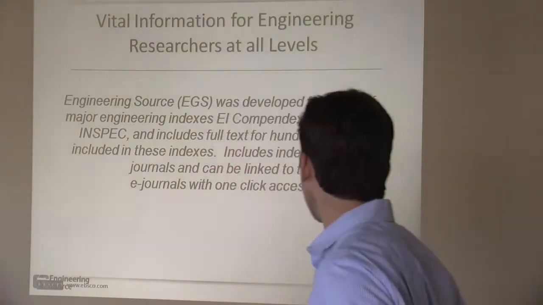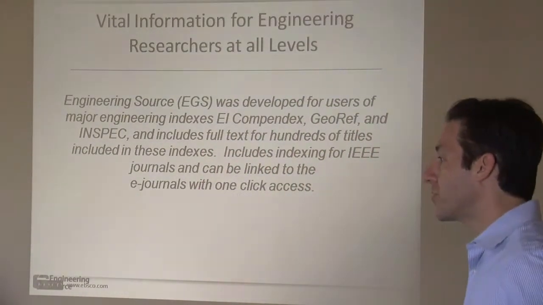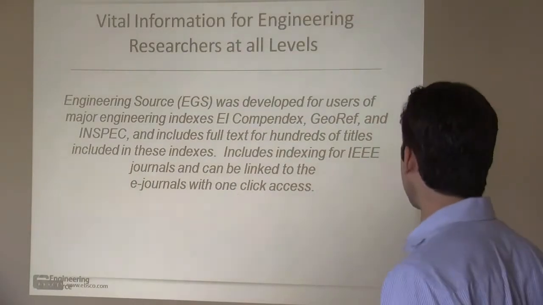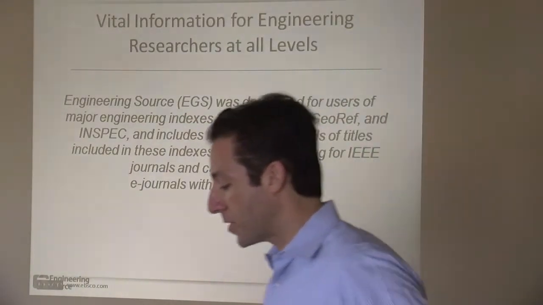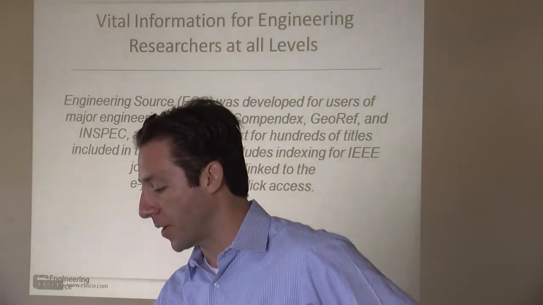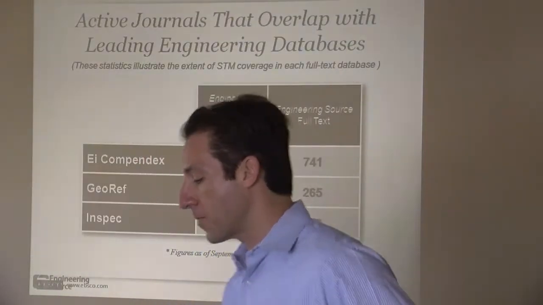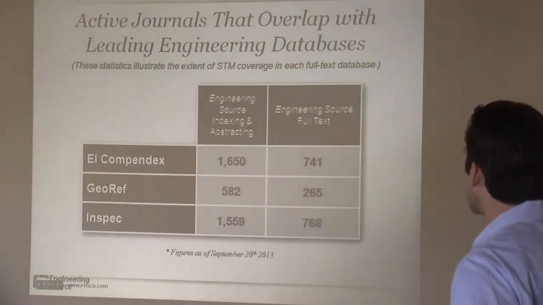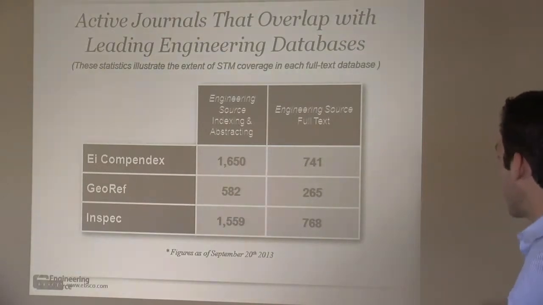And so IEEE is a major publisher, and UTT has a subscription with IEEE. So what this can do with this database is allows you to link and access directly to the full text. Okay, so to give you an idea of what's available, these on the left, EI Compendex, GeoRef, and Inspec are those three major engineering databases that do not provide full text.